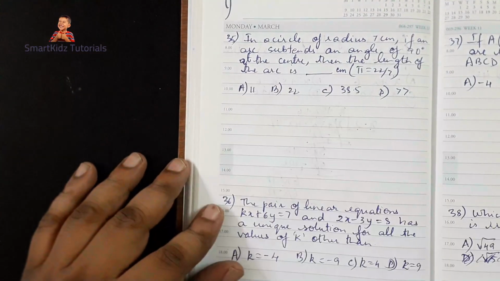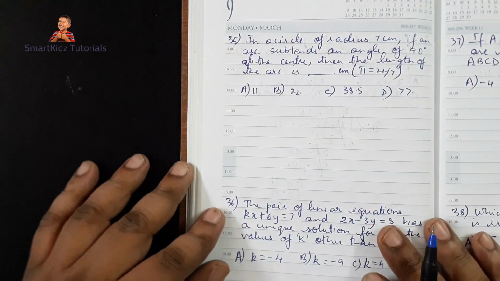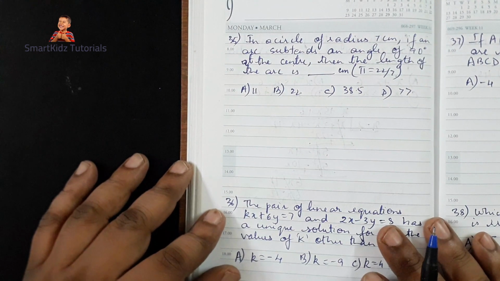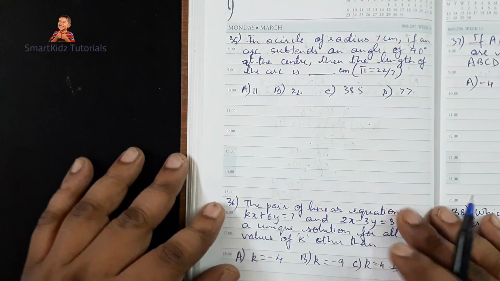Coming to the 31st question, in a circle of radius 7 cm, if an arc subtends an angle of 90 degrees at the center, then the length of the arc is dash centimeters. Pi needs to be taken as 22 upon 7.